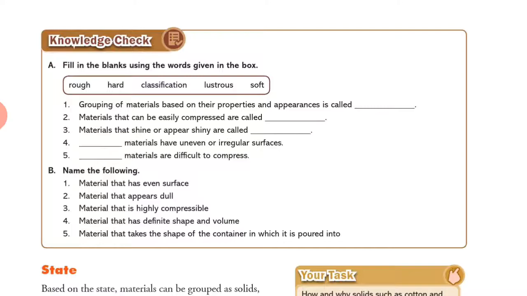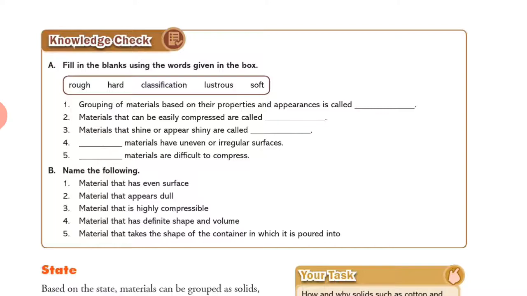Materials are difficult to compress. They will be hard materials. I will remind you the examples. We have seen hammer, pebbles or stones, as well as iron nails also. So now in the first column we fill all the blanks. In the first we fill classification. Second we fill out soft. Third we fill out lustrous. Fourth we fill out rough. And the last or the fifth one we fill out hard. Got it?